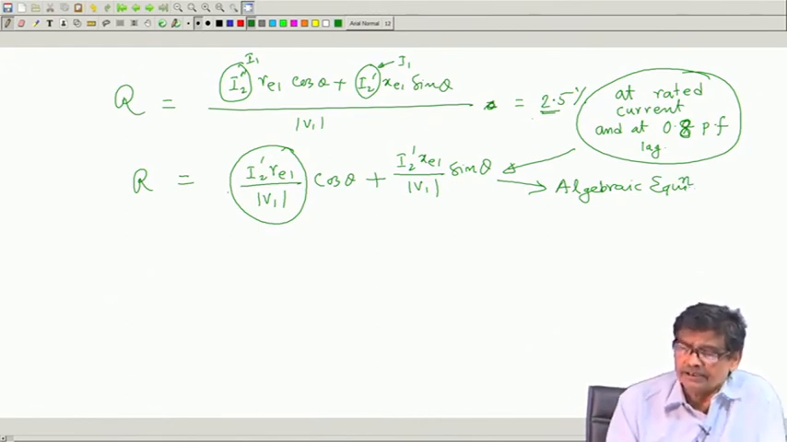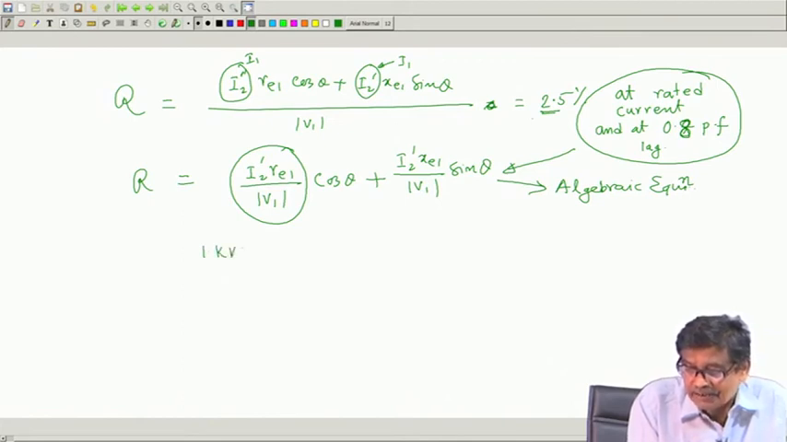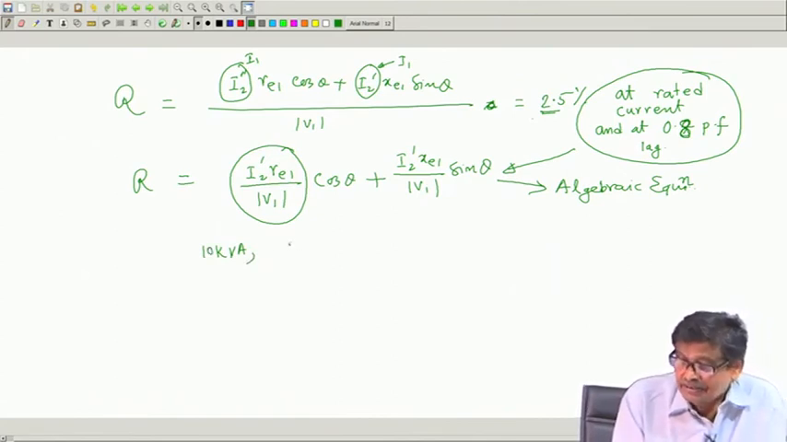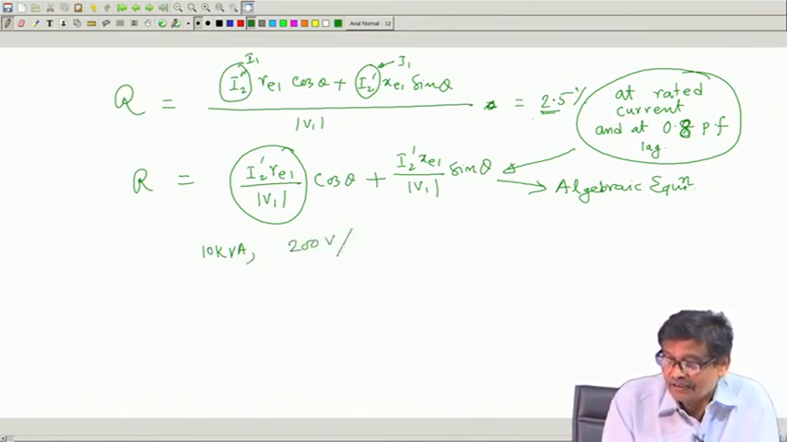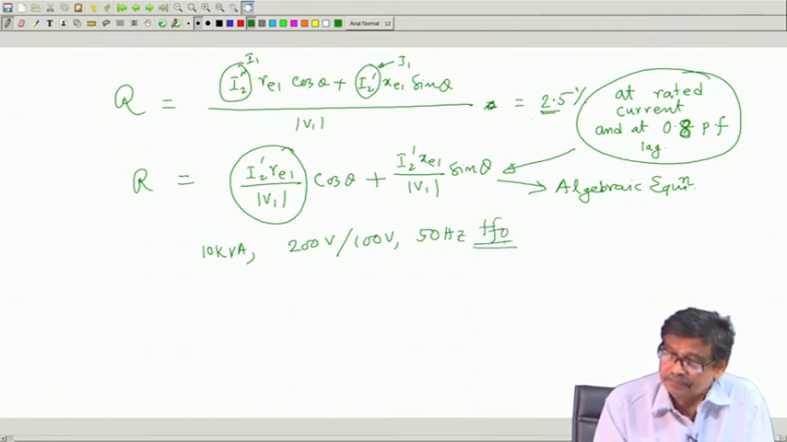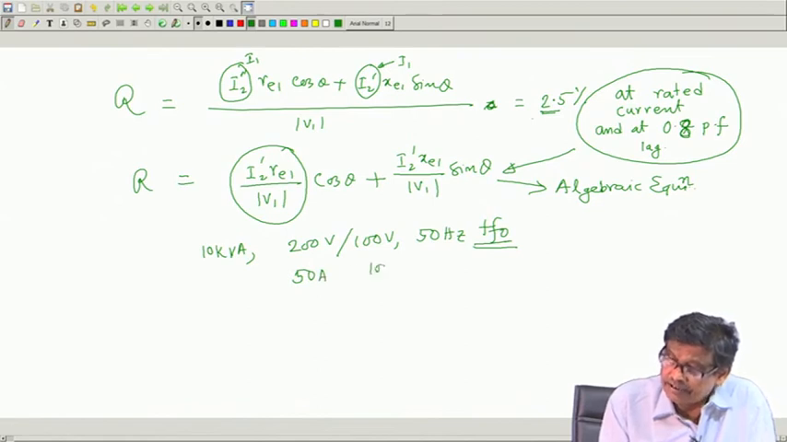No terms is a phasor here, magnitudes. Suppose let us take that transformer 1 kVA for easy calculation, or say 10 kVA, 200 volt by 100 volt, 50 hertz transformer. What is the rated current of the HV side? 50 ampere. What is the rated current of the LV side? 100 ampere.